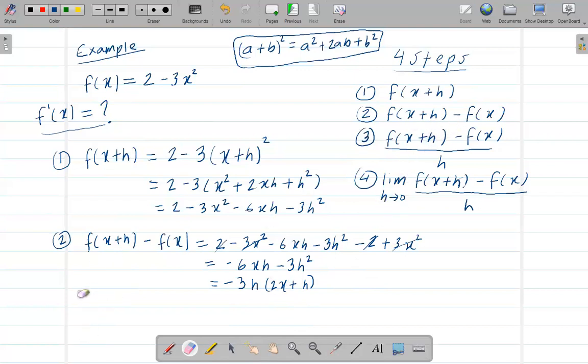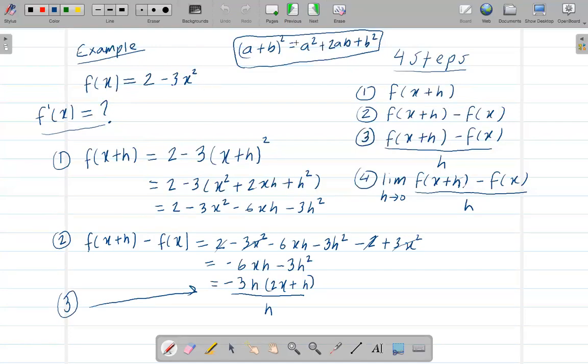Now the third part: once we get the value of this, we divide that value by h. The third one is divide by h, right? And the fourth one is to take the limit of this. So let me write it on the next page.